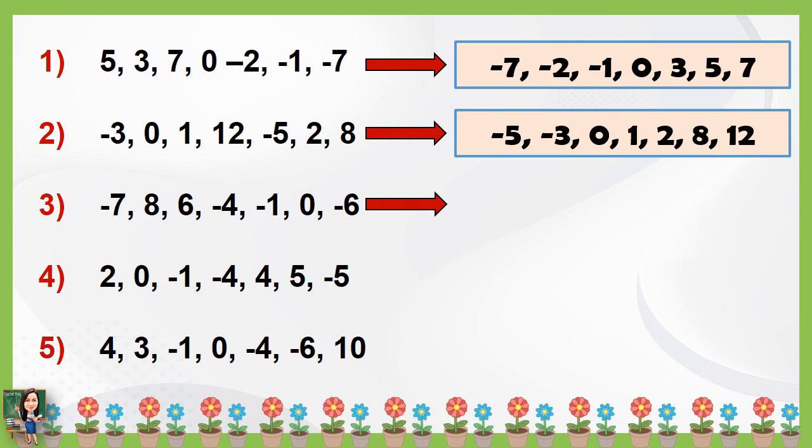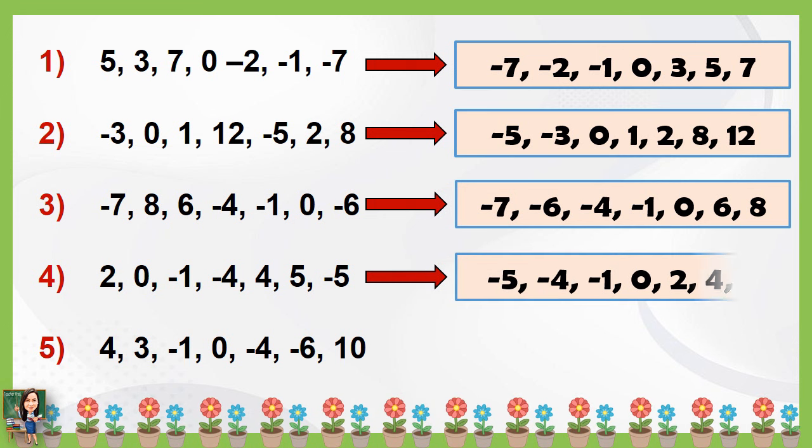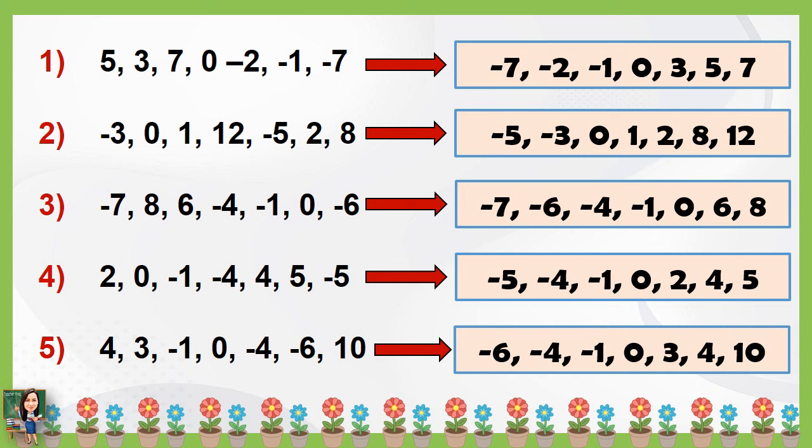Number 3, least to greatest, negative 7, negative 6, negative 4, negative 1, 0, 6, 8. Number 4, least to greatest, negative 5, negative 4, negative 1, 0, 2, 4, 5. Number 5, least to greatest, negative 6, negative 4, negative 1, 0, 3, 4, 10.